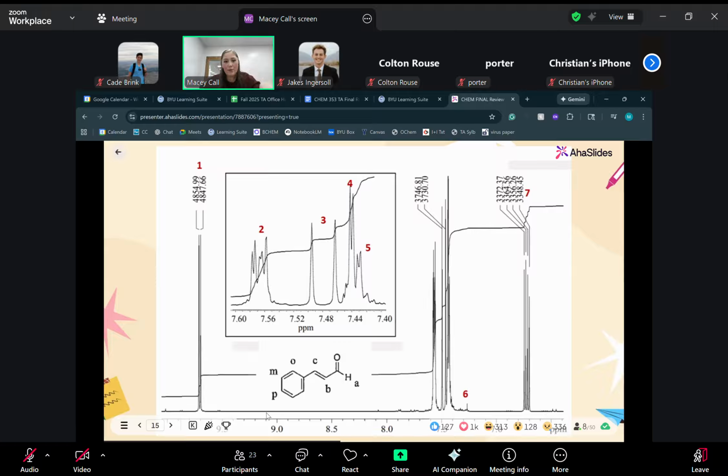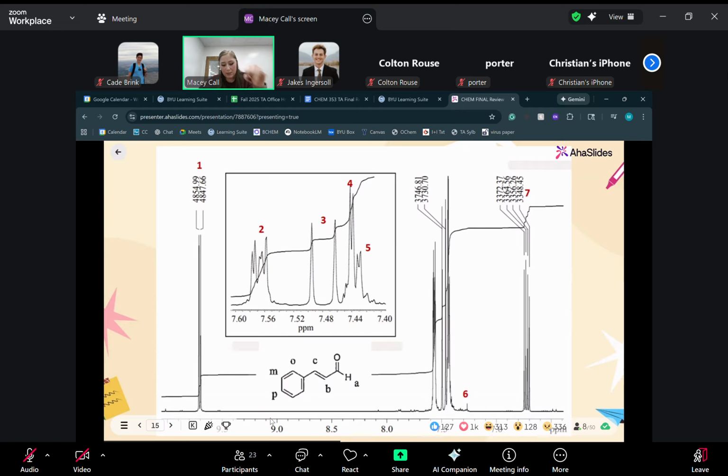And then O, M, and P are going to follow their normal pattern. So O is going to be a doublet, M is going to be a triplet, and P is going to be a triplet. Okay. So when I'm looking at this, the first thing that I would do is probably try to find O, M, and P because those are ones that I've seen a lot, and I kind of know what they look like.